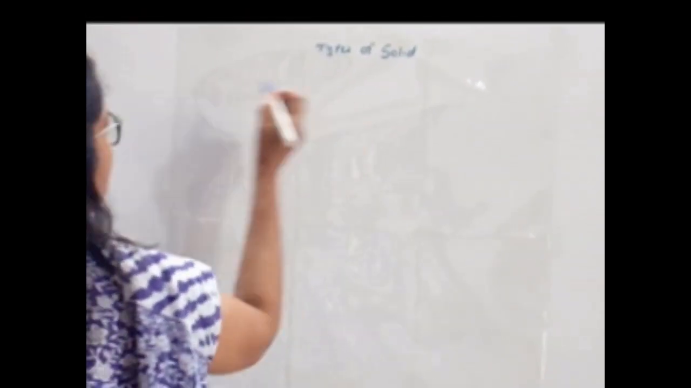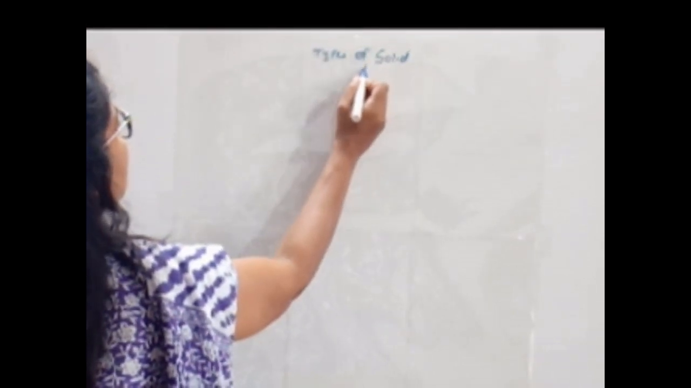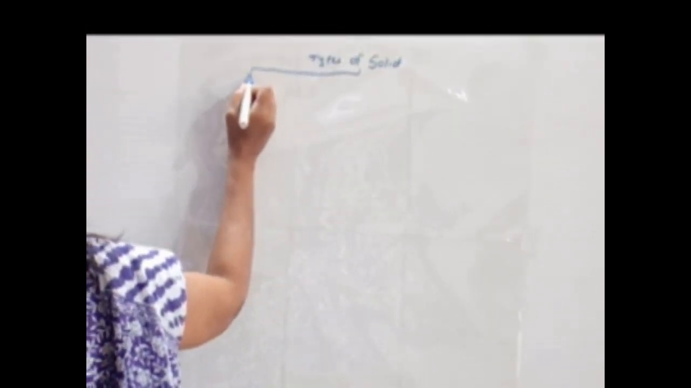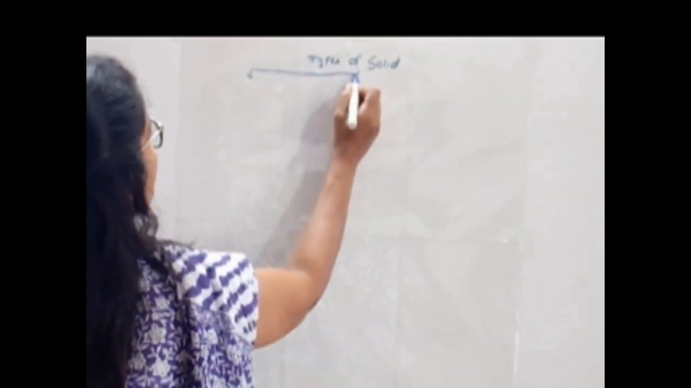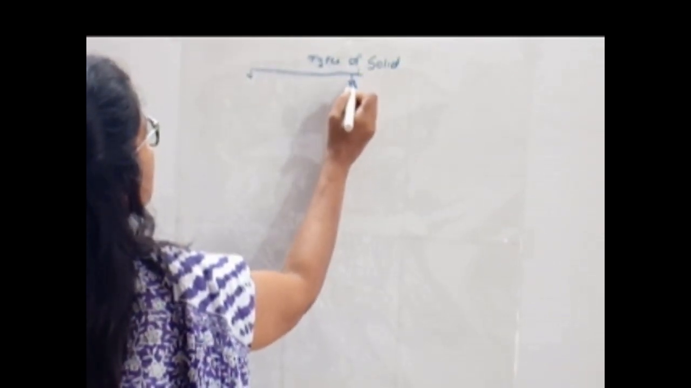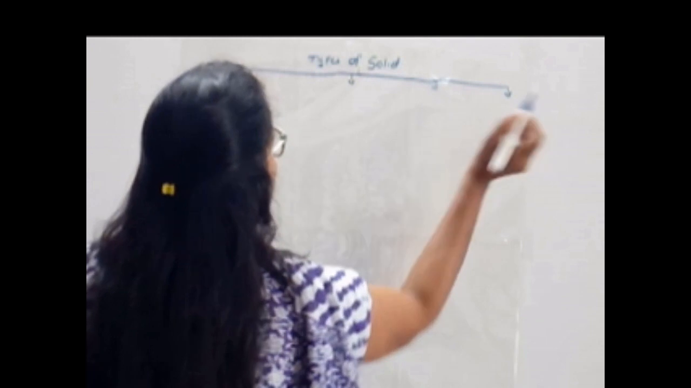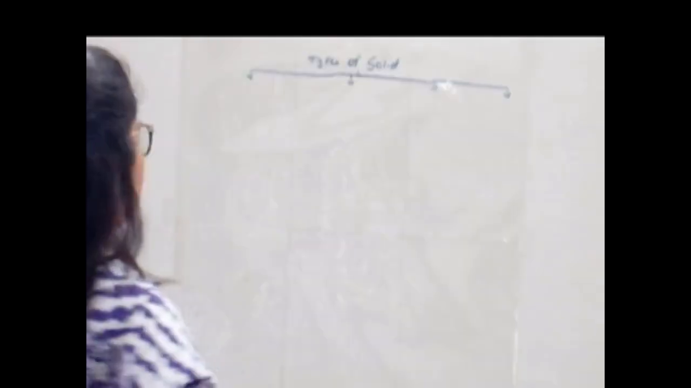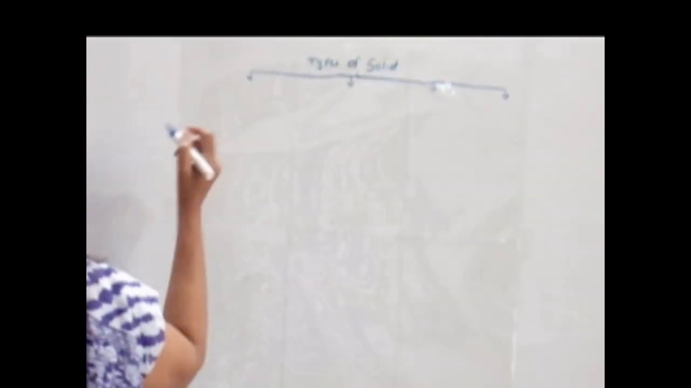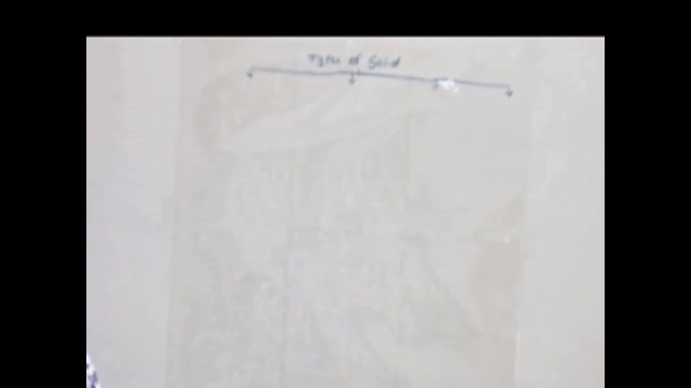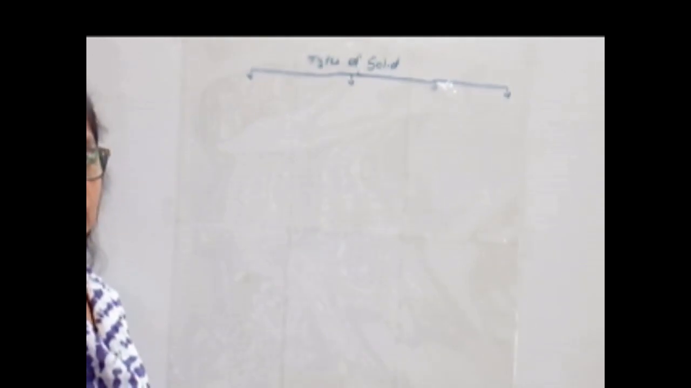I hope you are clear about that. Now we are studying the types of solid. I have categorized it into 4 different parts. We are studying the 4 different types of solid. But in those 4 types of solid, which properties are to be studied? Which are the main properties we have to look into?